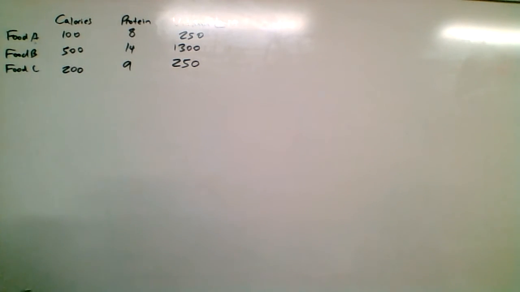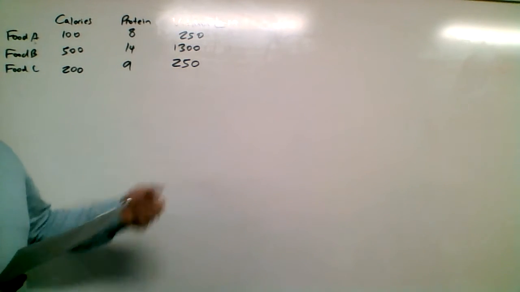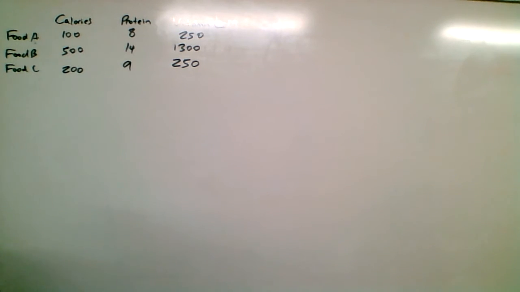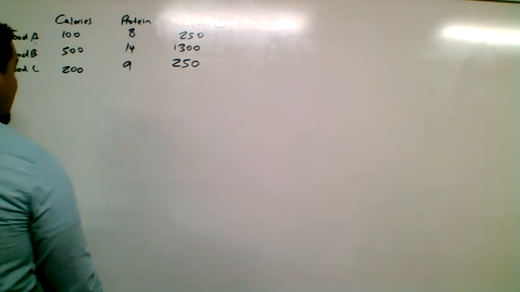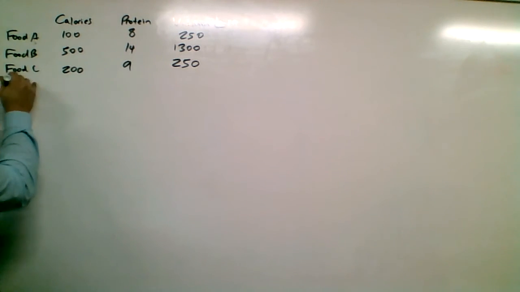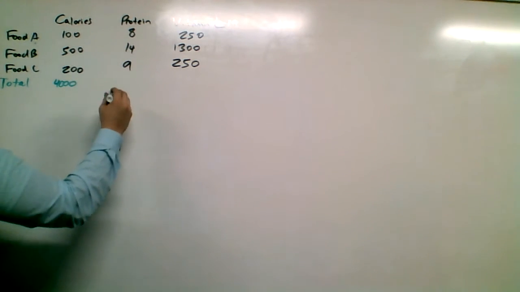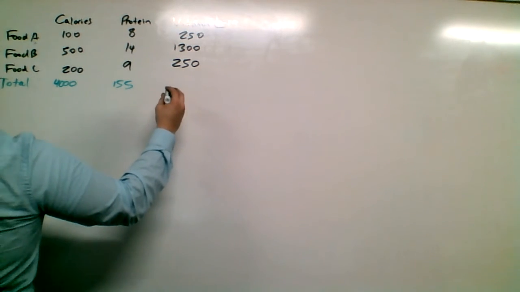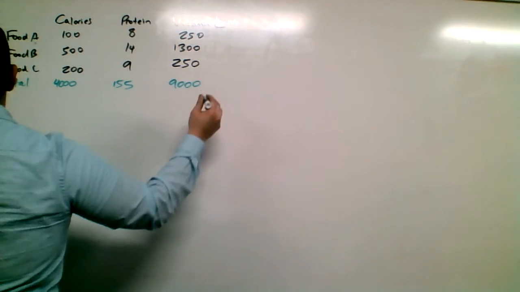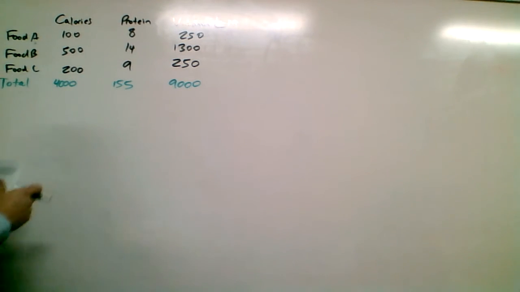Okay, so normally I tell you guys it takes a while to get to some applications for these things, but okay, we're at that point. It says the nutritional content per ounce of 3 foods is presented in the table shown below. If a meal consisting of the 3 foods provides exactly 4,000 calories, 155 grams of protein, and 9,000 milligrams of vitamin C, how many ounces of each kind of food should be used? So I'm going to go ahead and add in the totals we're looking for: 4,000 calories, 155 grams of protein, and 9,000 milligrams of vitamin C.